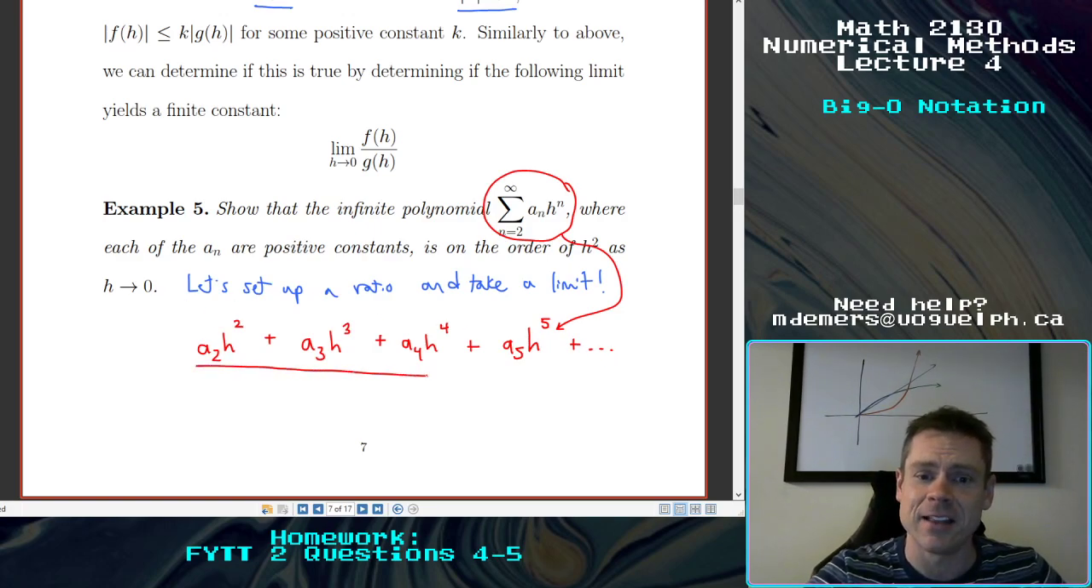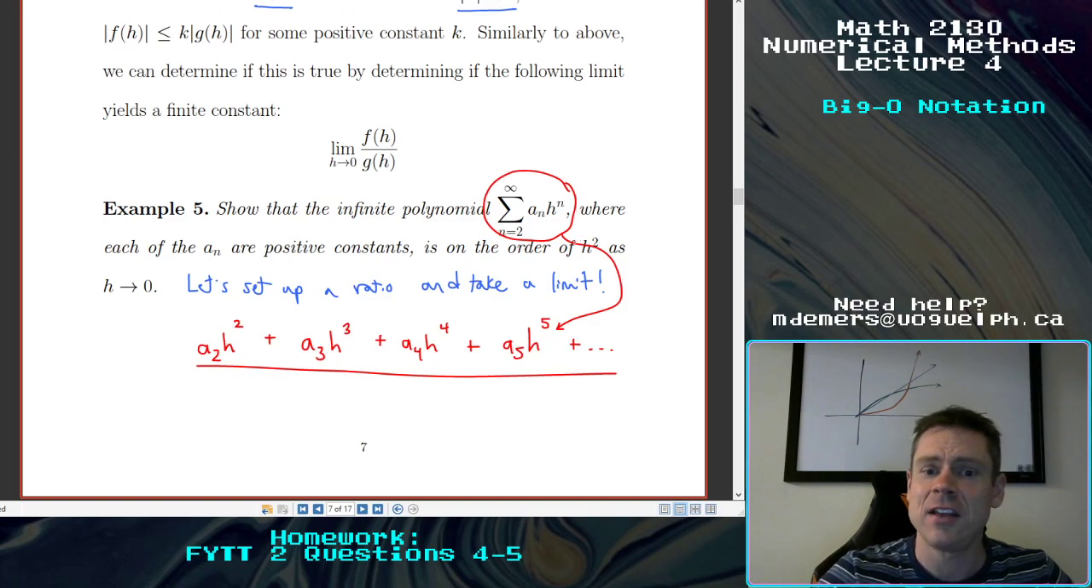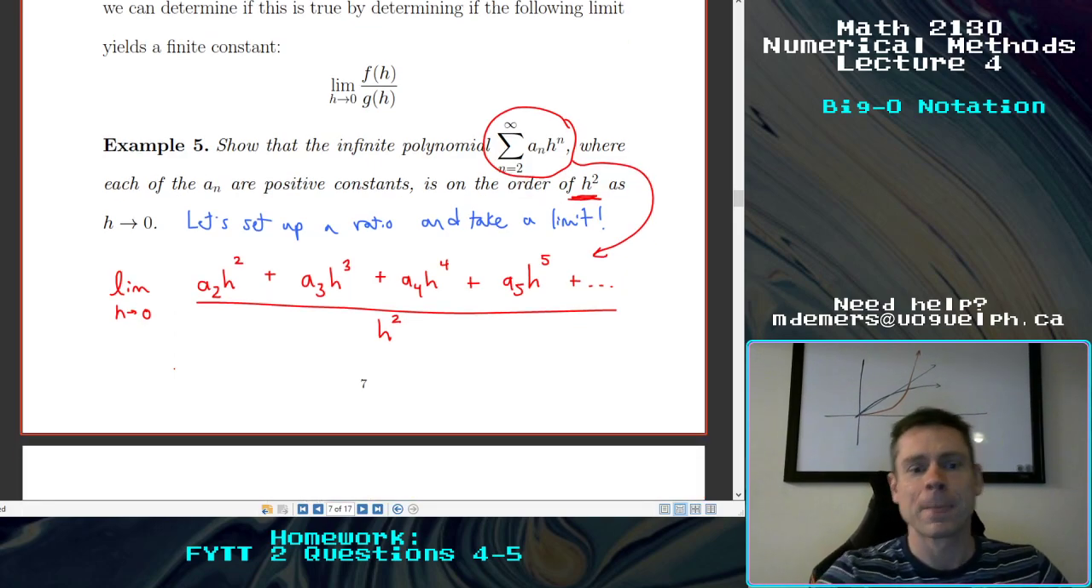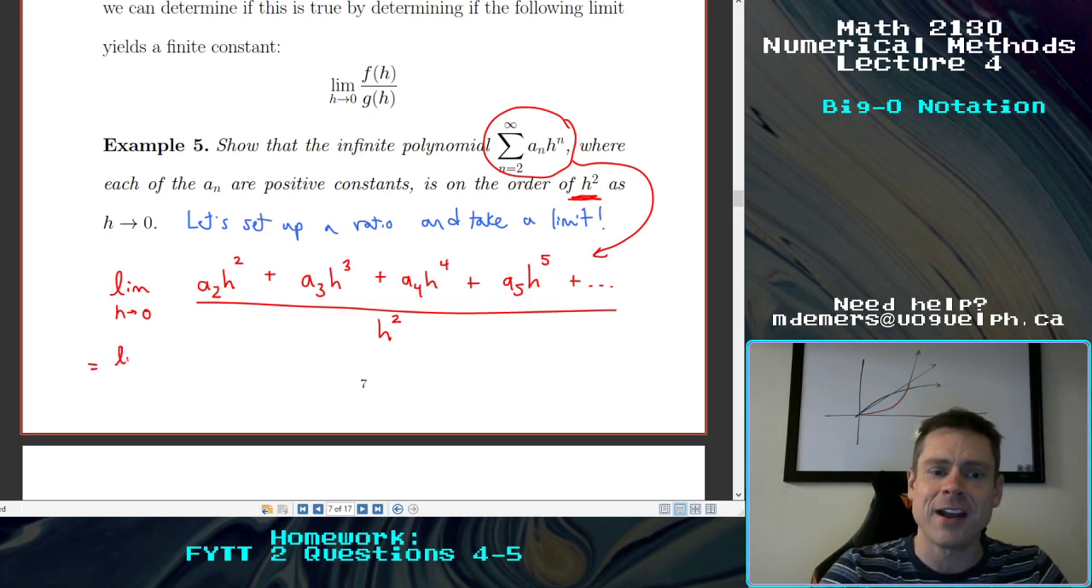If I then divide this, I need to show that it's on the order of h squared. I'll redraw this. On the order of h squared means that I want to divide this by h squared. Then I'm going to take a limit as h goes to 0. If I do that, it seems pretty obvious that I can divide through by the h squared into each of these terms and get a2 plus a3h plus a4 h cubed plus a5 h to the 4 and onward.